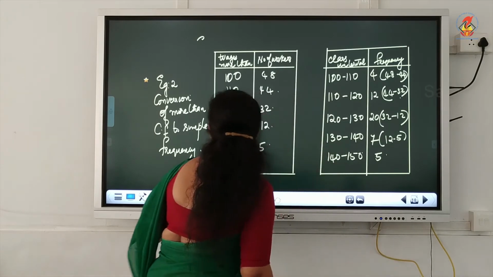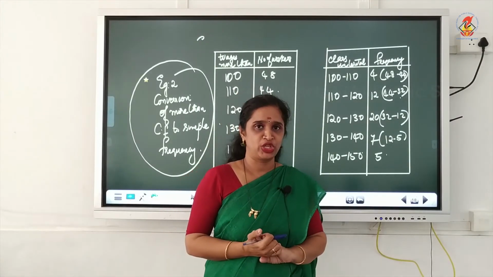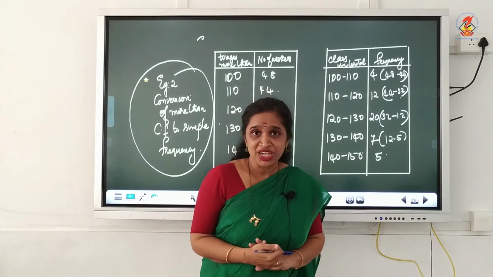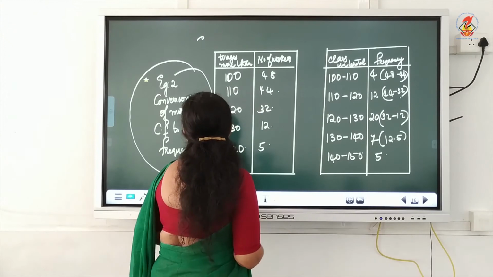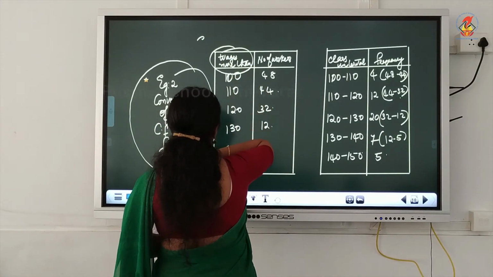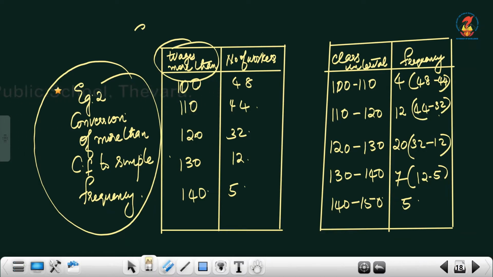Just now we converted less than cumulative frequency into simple frequency. Now we are going to convert more than cumulative frequency into a simple frequency. So here the heading is given as wages more than 100, 110, 120, 130 and 140.